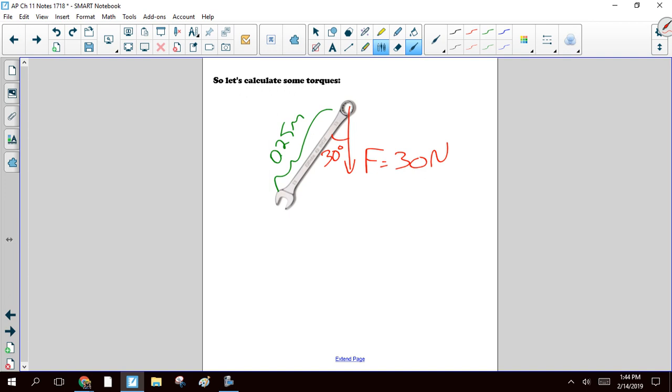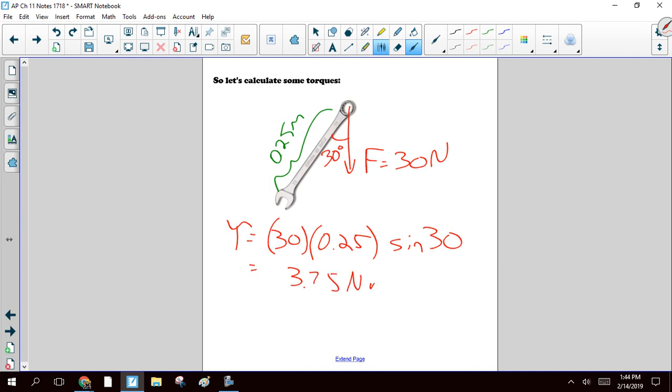So option 1 would be the torque is 30, force times distance times the sine of the angle between them. Sorry, the sine of 30, not the cosine. So that gives you a quarter of 15, which is 3.75 Newton meters.